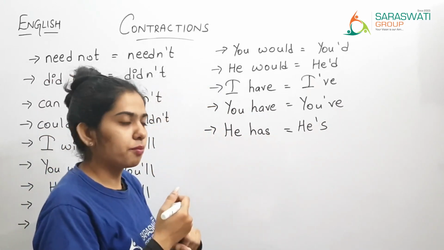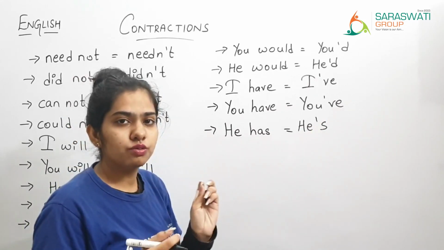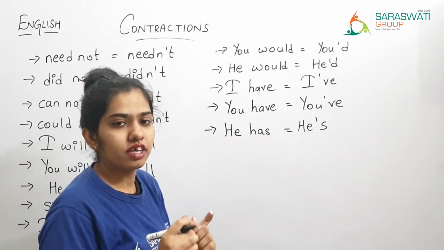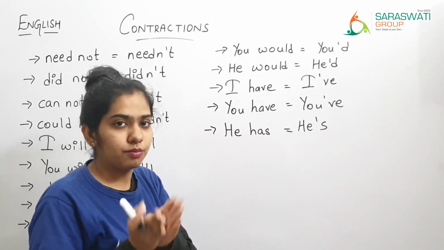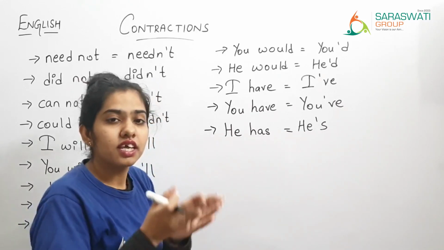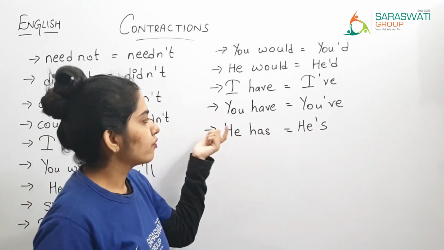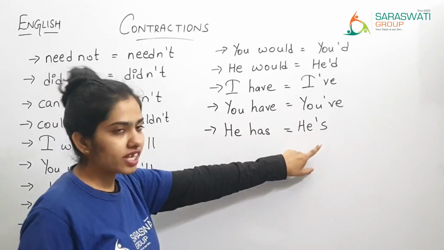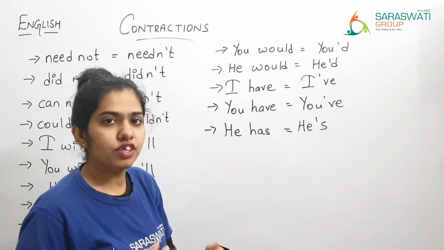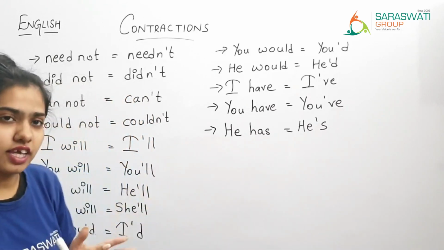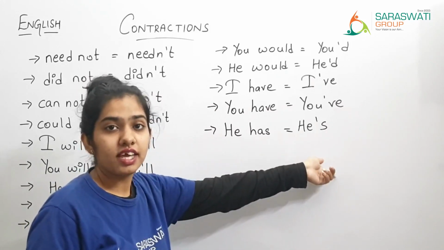Has and is both take apostrophe S. So you have to see the sentence and identify whether over there has will come or is will come. Because for has, apostrophe S will come, and for is also apostrophe S will come. So for that reason you are supposed to identify that. Then she has, then she apostrophe S.